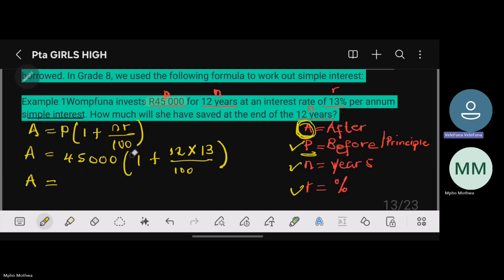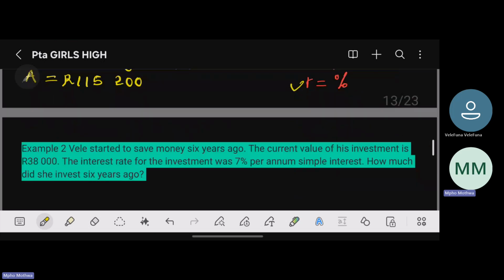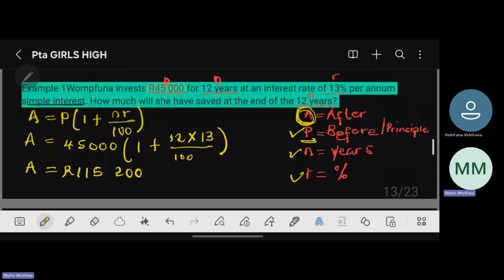It equals 115,200. 115,000 and 200. That's wonderful. That's the answer, and we jump for joy for that. Okay, cool. Let us go for the second example because I've explained a lot of things already.